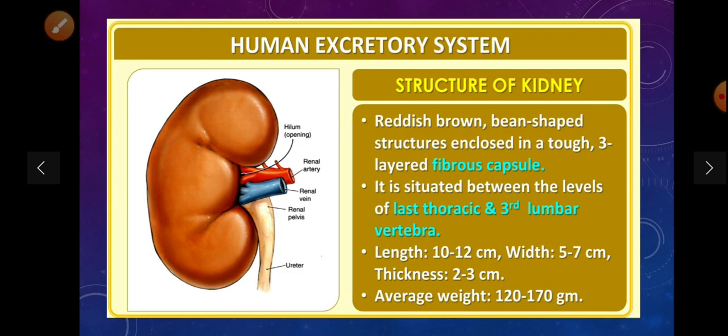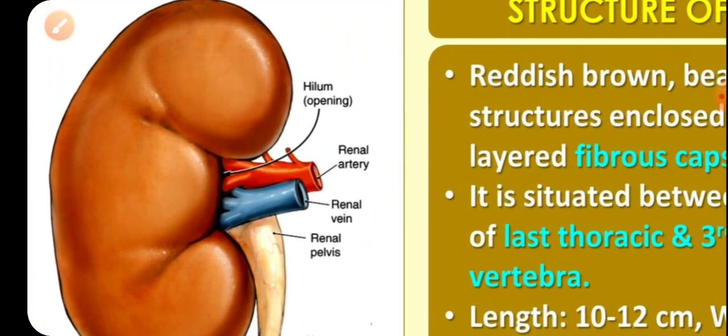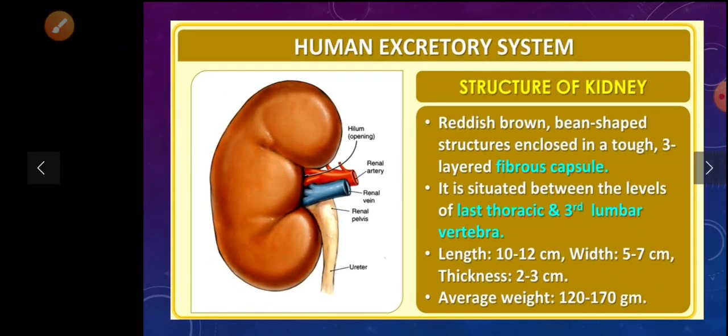Now the structure of the kidney. Reddish brown, bean-shaped structure enclosed in a tough three-layer fibrous capsule. It is situated between the level of the last thoracic and third lumbar vertebrae. Length of the kidney is 10 to 12 centimeter. Breadth is 5 to 7 centimeter. Thickness is 2 to 3 centimeter. An average weight of the kidney is 120 to 170 gram. It may differ from person to person. The diagram we can see.